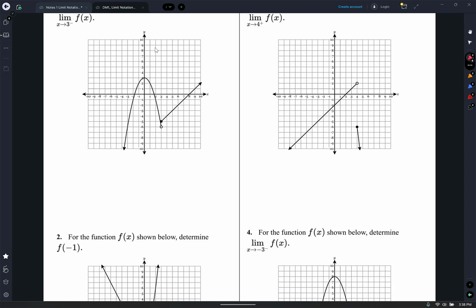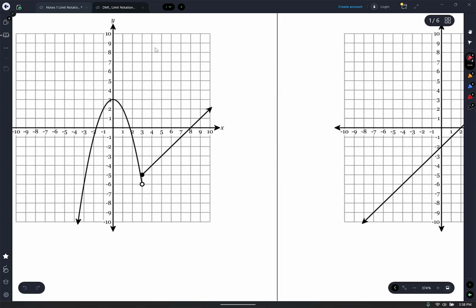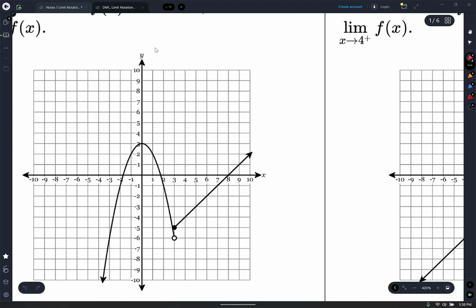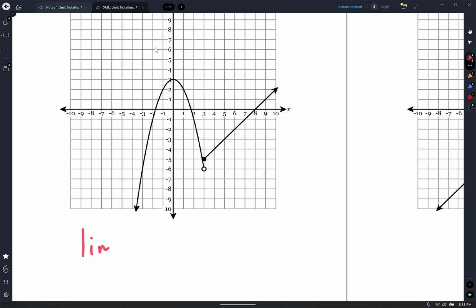All right, guys, we're just going to get you started. This is an activity. It's a very first one, but relax. You're going to do it as a group. Look at number 1. It says for the function f of x shown below, determine the limit as x approaches 3. What does the little minus sign mean? From the left. If you approach 3 from the left, what does that y value look like to you? Negative 6. So I would write it like this: limit as x approaches negative 3 from the left of this function equals negative 6. You see how we did it?